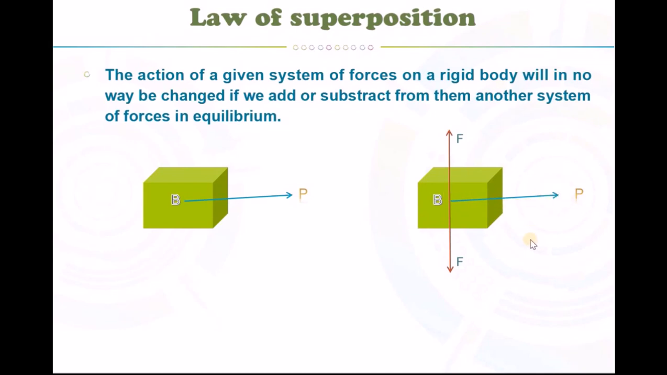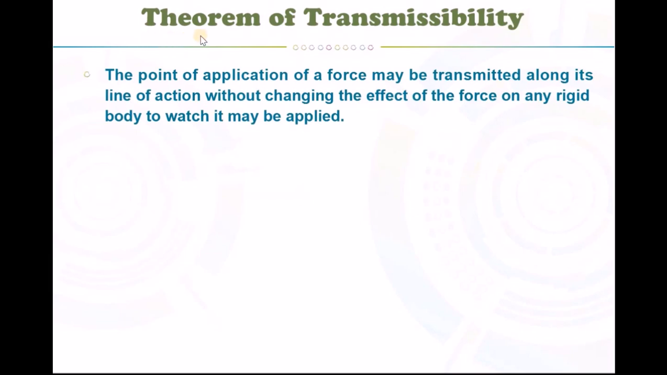The next most important concept is theorem of transmissibility of a force. This theorem states that the point of application of a force may be transmitted along its line of action without changing the effect of the force on any rigid body to which it may be applied. Let us consider a rigid body on which a force P is acting at point A. Now according to the theorem of transmissibility we can extend the line of force keeping the direction same. So, the force can also be represented like that.